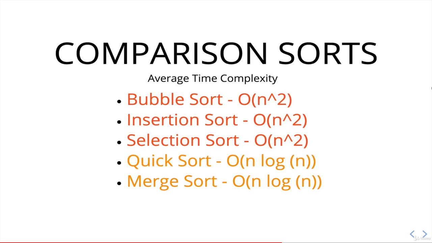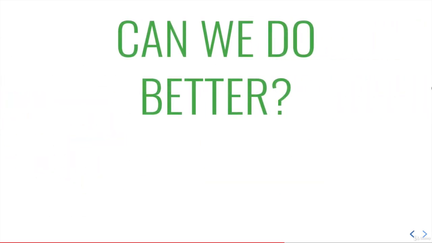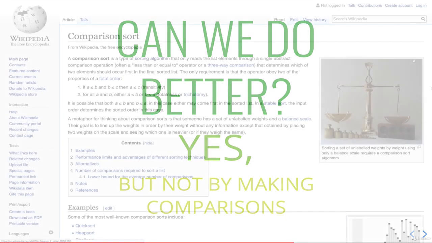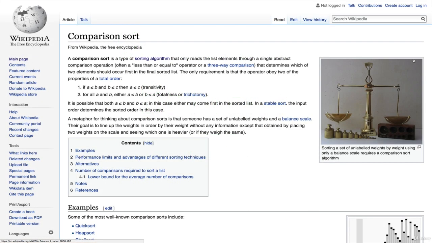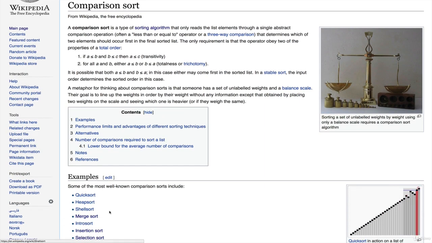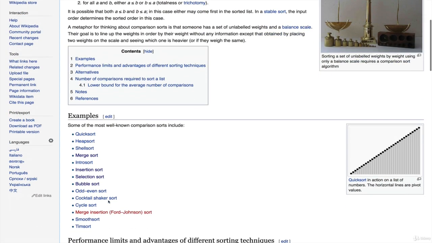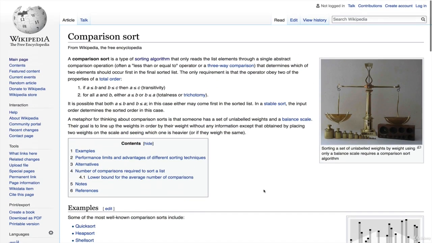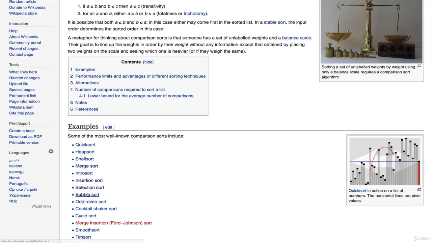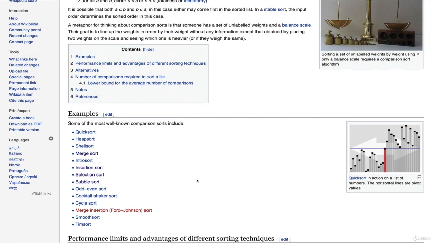So the question is, are there faster sorting algorithms? Can we improve upon O of n log n? Can we do better? And the answer is sort of. The answer is yes, we can, but not by making comparisons. So mathematically, there is a lower bound, an asymptote, for our average time complexity in a comparison sort. So no matter what the actual sorting algorithm is, quick sort, heap sort, shell sort, cocktail shaker sort, some of them are slower, like we saw with bubble sort, but the best average case time complexity that we can ever hope for in any comparison sort is n log n.